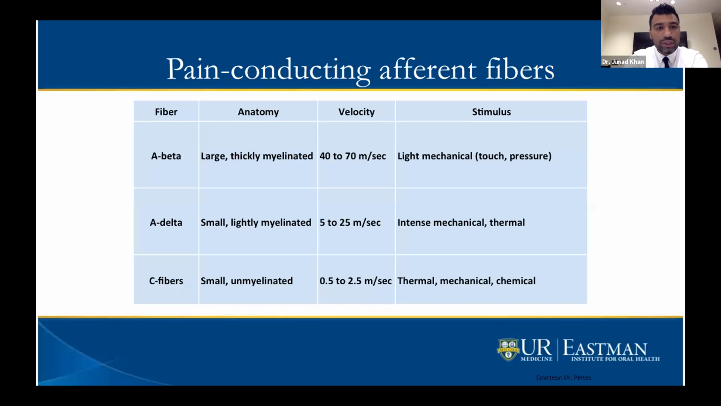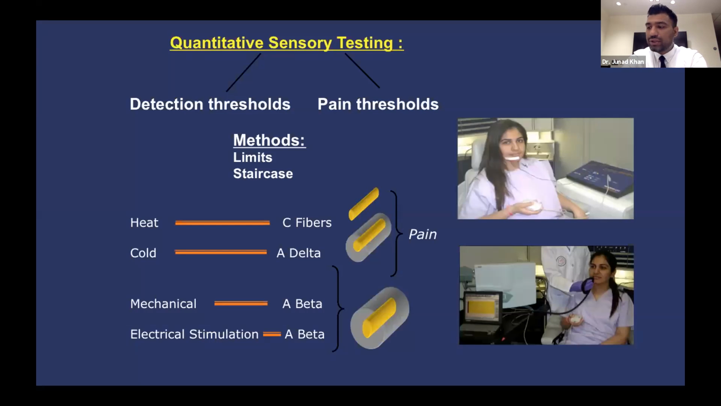So we did talk about different fibers and what their role is, and the reason why I mentioned that is because it's important to understand that not only do these fibers carry different information, but these fibers can help us understand different conditions in a clinical setting. So, for example, heat is transmitted via the C fibers. Remember, they were the non-myelinated thin, small fibers. Cold is carried by the A delta fibers. Both of them are responsible for pain. Mechanical and electrical stimulation are carried by the largely myelinated thick fibers, which are our A beta fibers.